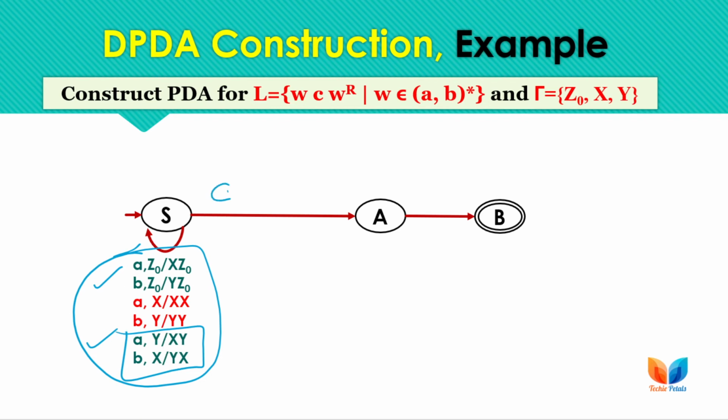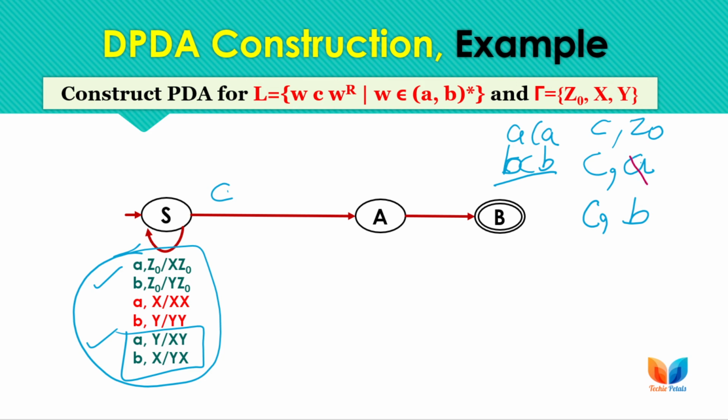So these are the corresponding transitions for all possible push operations before C. And once we receive C, we need to change the state from S to A. And for C, we have three possible options for the stack top. If the minimum string is C, then we have stack top as Z0. If the input is C and the minimum string is ACA, suppose we take this as a minimum string, then the stack top is A, and if the symbol before C is B, then in that case we will have B as a stack top, right? But here instead of A, we will be checking for X, and instead of B we need to check for Y.